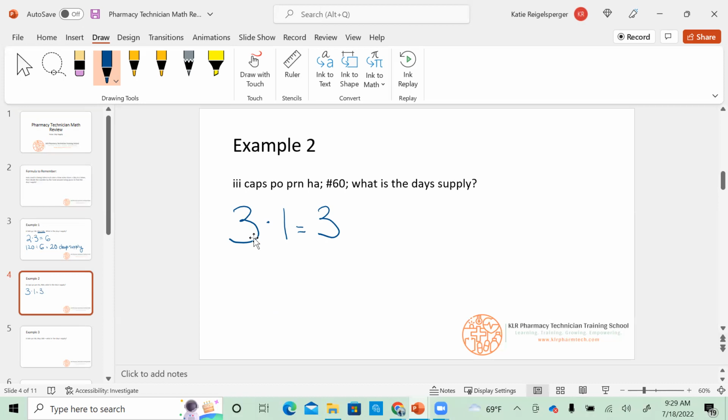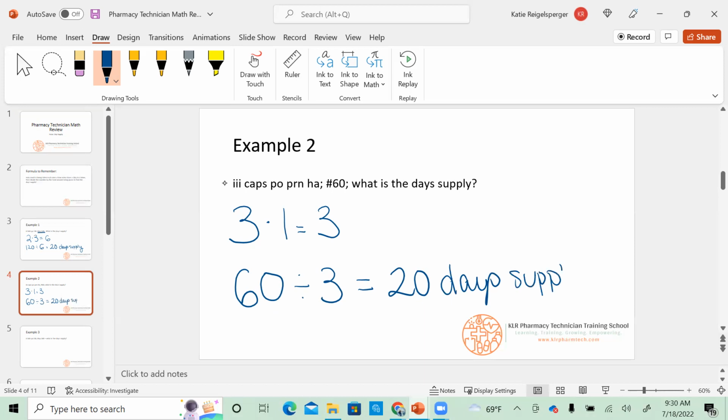Dispense 60. So we take the total amount of tablets the patient is being given, divided by how many tablets a day they take. 60 divided by 3 equals what? Again, use your calculator. Do not get lazy about it or feel like you already know the answer. Don't take any chances. 60 divided by 3 equals 20. So again, this is a 20 days supply.